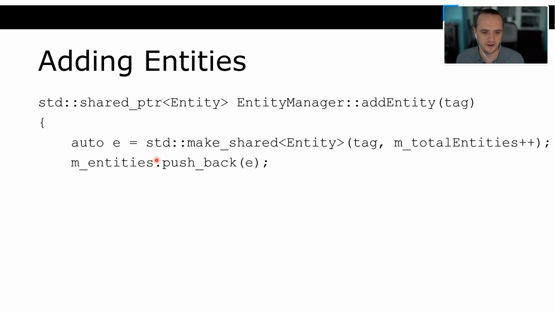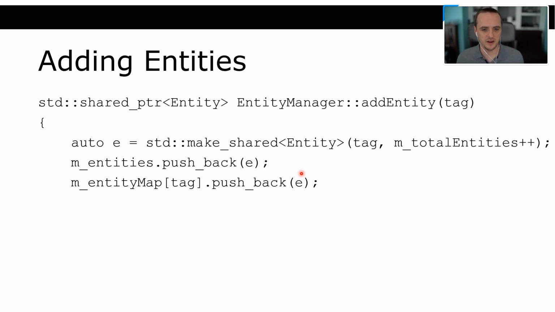Then our entities vector, we just push back that entity into the entities vector. That's pretty easy. Then we can say, hey, entity map, look up the key tag in the map, and then push back e into that.